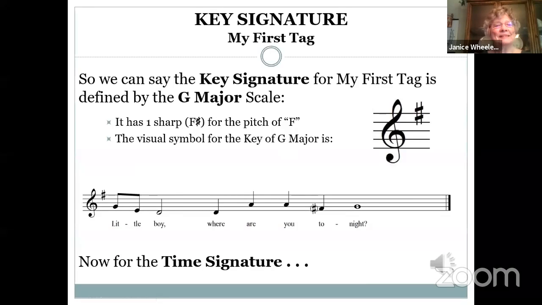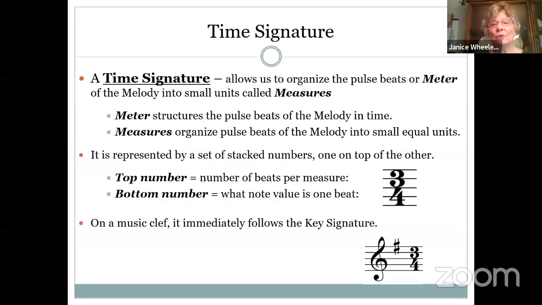So now for the time signature. A time signature allows us to organize the pulse beats or meter of the melody into small units called measures. The meter actually structures the pulse beats of the melody in time. The measures organize pulse beats of the melody into small equal units. It's represented on a piece of music by a set of stacked numbers, one on top of the other. The top number equals the number of beats per measure, and the bottom number equals what note value is one beat.